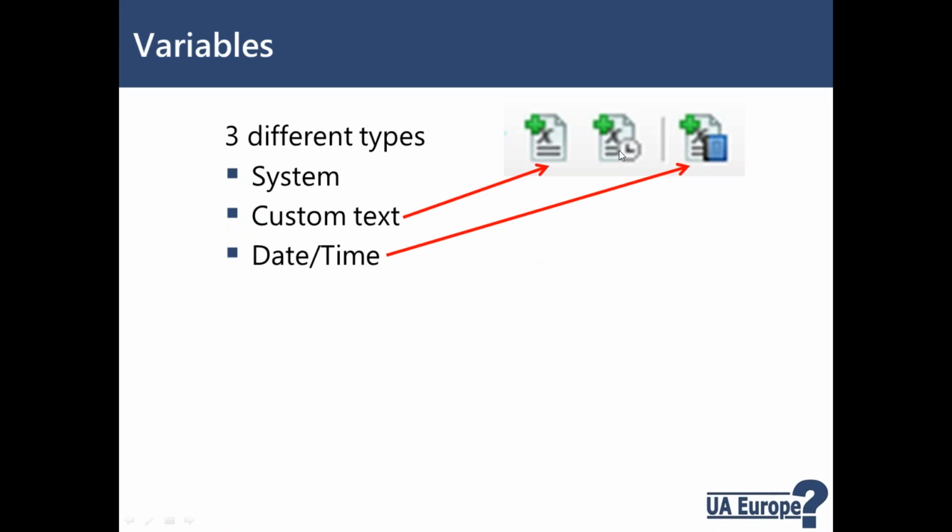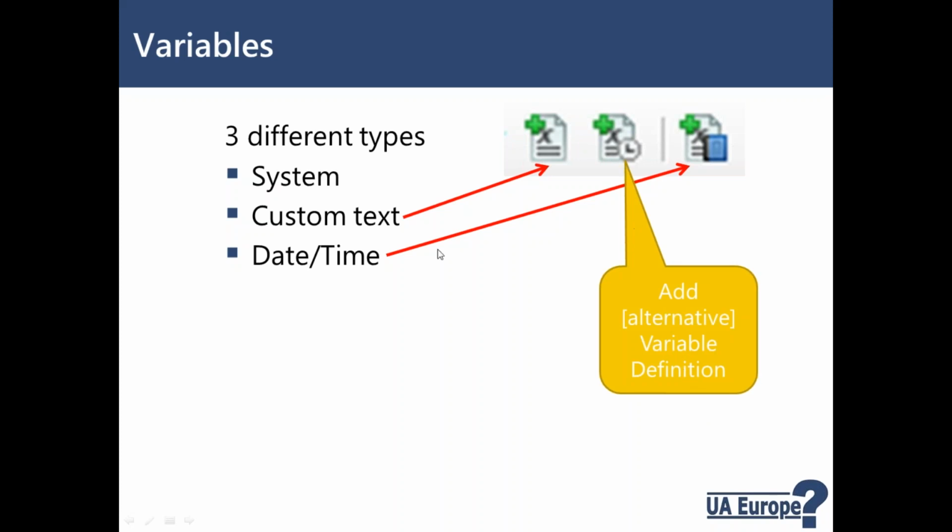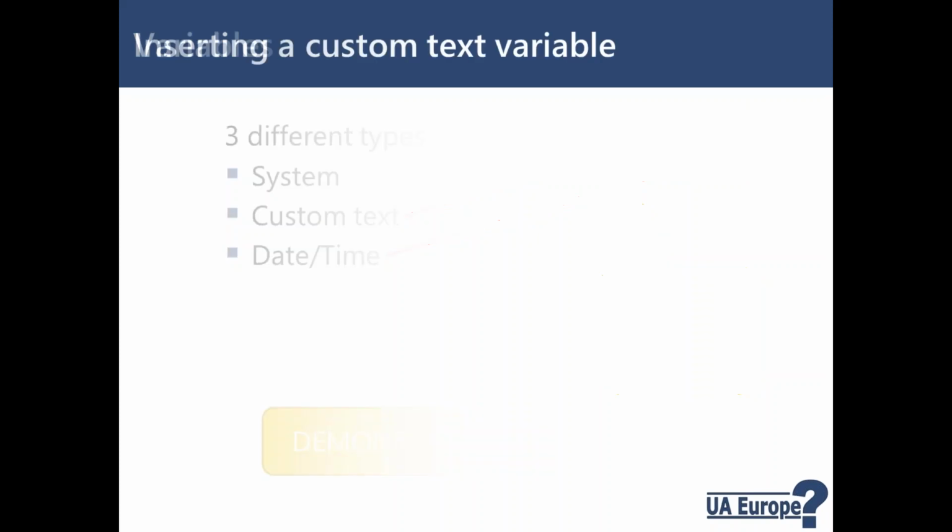the variable editor is for adding alternative definitions to variables, which means that having set up, for example, a phone number variable and given it the phone number of your head office, you may then want to add as alternative phone numbers the phone numbers of your overseas offices, so that they can then be chosen in particular targets.